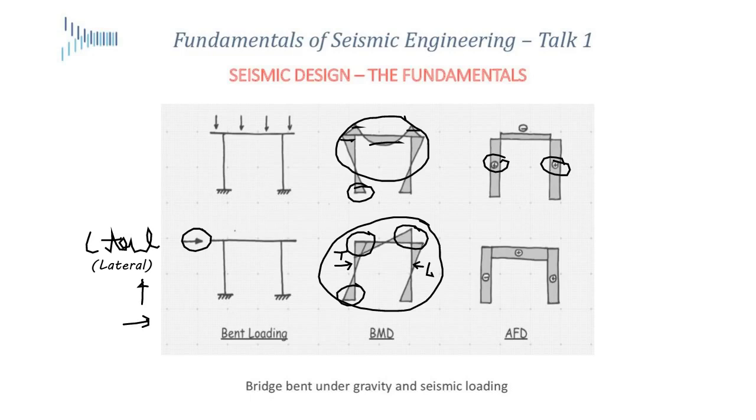The gravity never disappears. So in order to get a complete picture, you would be superimposing the two bending moment diagrams. And now you can right away see that the bending moments in certain areas, for example, the leading column from the gravity loading and the seismic loading are adding to each other. Whereas on the trailing side, they are counteracting.